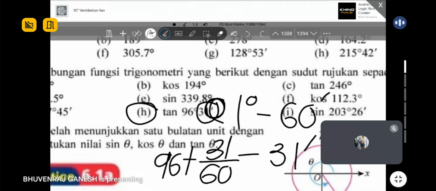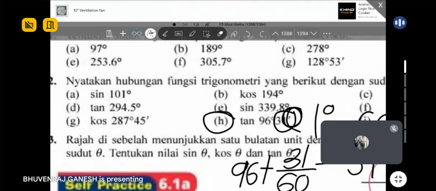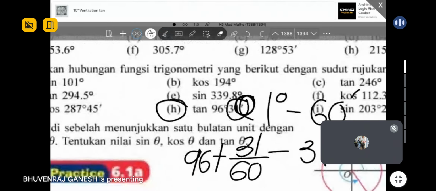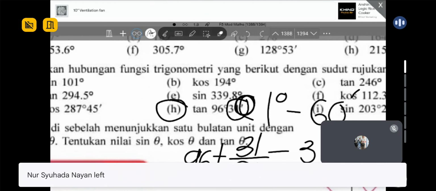Okay, guys. So what is your reference angle? How many? You should get, I think, a large value. So anyone? 2H? Can you all try and see what is your reference angle? Sudut rujukan.